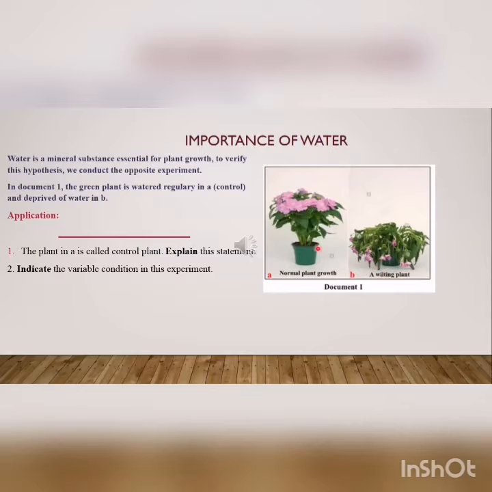Indicate the variable condition in this experiment. We should make a little comparison. Here we have water, and in the other case, in B, we have no water. So the variable factor is the presence of water, the watering. Okay, part C.